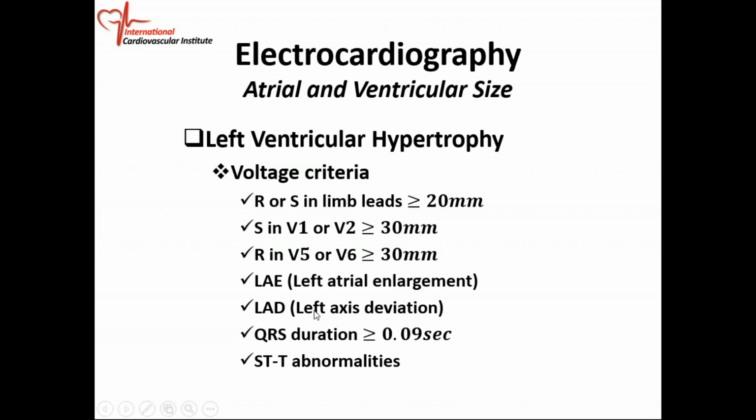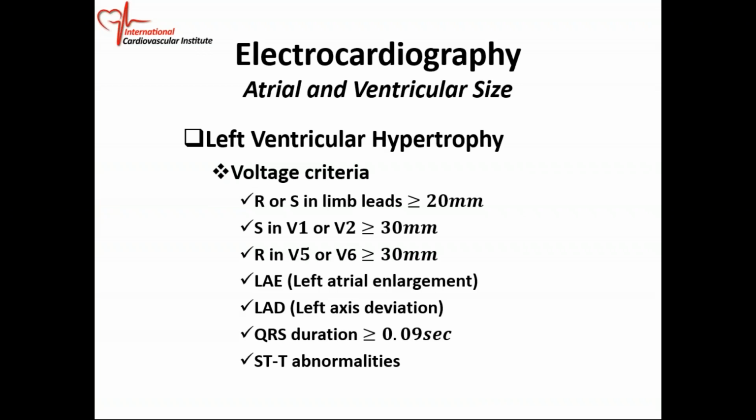Also, if you have left axis deviation, usually when you have left ventricular hypertrophy, it gives you left axis deviation. We went over the definition of a left axis deviation. And also when you look at the QRS duration, it is usually greater than 0.09 seconds or 90 milliseconds. And we talk about ST-T abnormalities with left ventricular hypertrophy, or we call it a strain pattern. So left ventricular hypertrophy with strain.